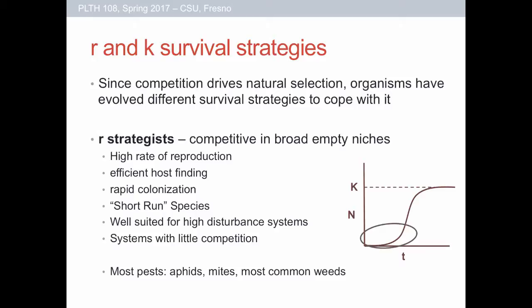Weeds grow crazy fast, and they hit their reproductive stride early in their life cycle, right? So weeds are quick. That's why you don't plow a field and have a ton of maple trees coming up, because maple trees take too long to reproduce. They're never going to get to that reproductive stage before you planted your crop and harvested it. But weeds will. And so with that, we oftentimes refer to r strategists as being short-run species.